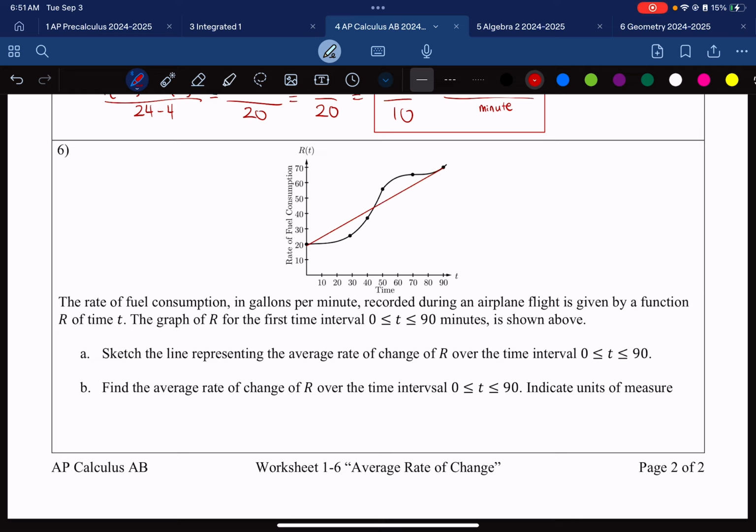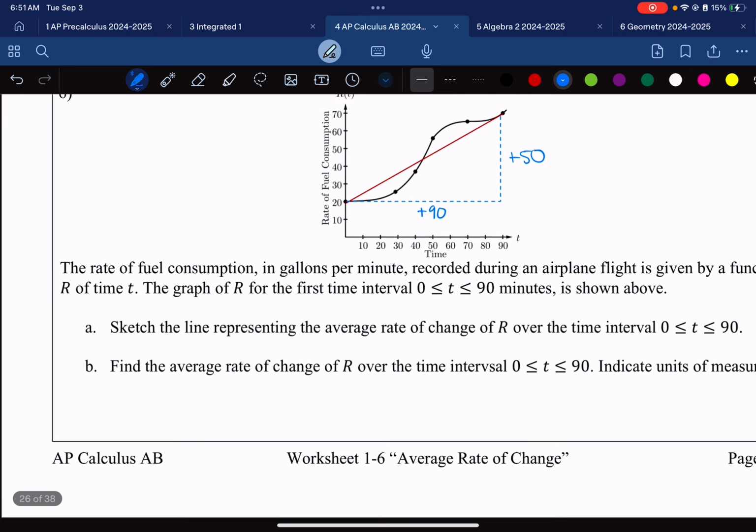And to find the average rate of change of that line, again, I could totally just go ahead and do this. There we go. And then I can say, okay, I went from 0 to 90, so I went plus 90 over here. And then I went up from 20 to 70, so that's plus 50. And that's 50 over 90, which is 5/9. So you can do it all in your head, kind of.